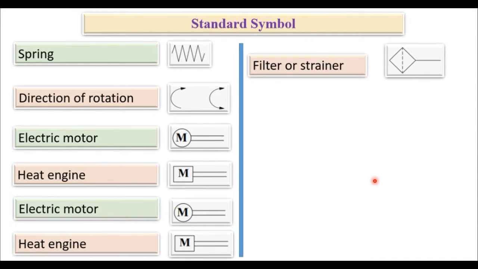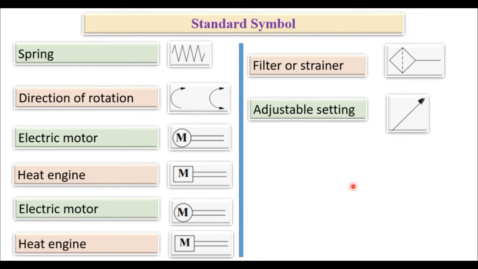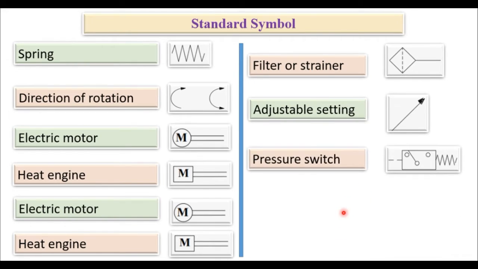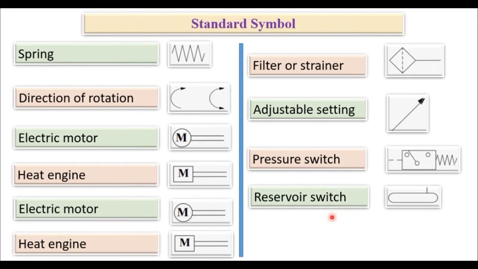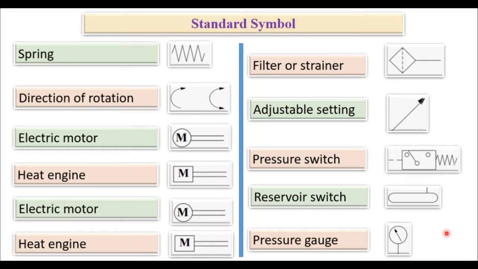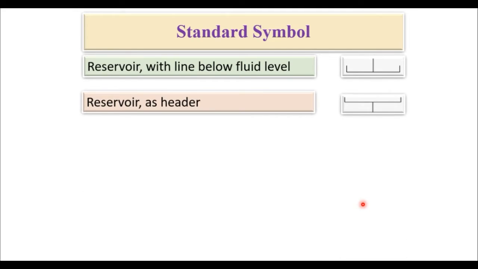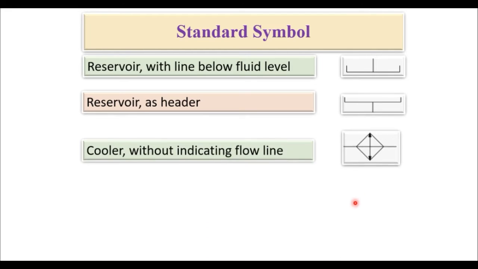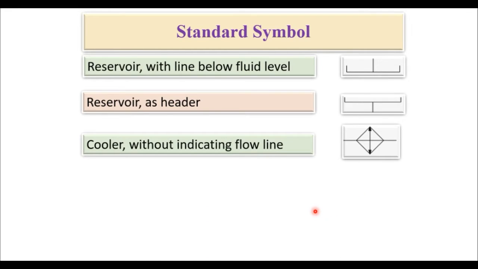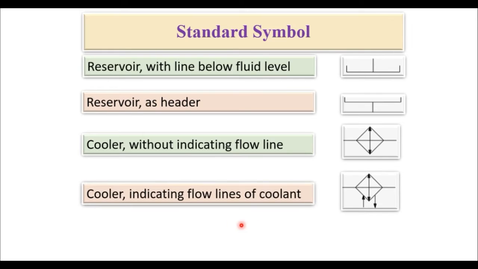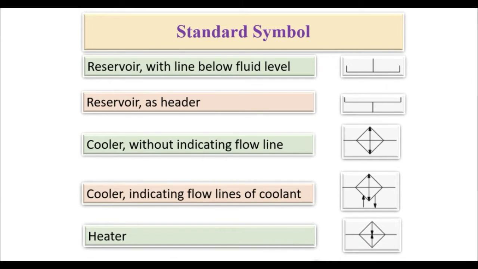Filters or strainers. Adjustable setting, pressure switch, reservoir, switch, pressure gauge. Now, a reservoir with the line below the fluid level. This is a reservoir as a header, gravity flow. Cooler without indicating the flow line. Cooler indicating the flow line of coolant. Heater.